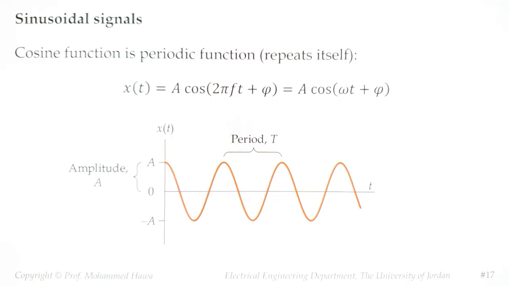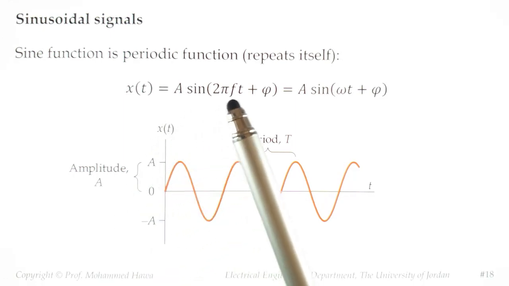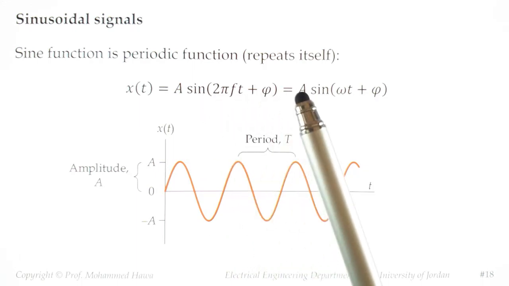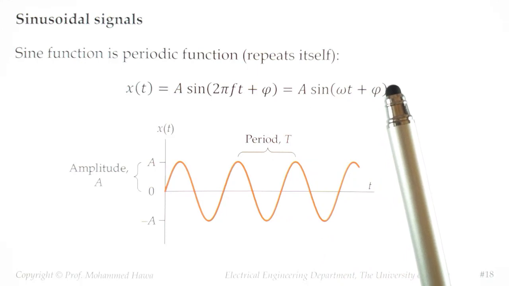Before we discuss those parameters, let's look at the sine. Here is the sine function, which is also periodic. It repeats itself. This is the equation for the sine: A sine 2 pi f t plus phi. Similar equation, just sine. Or you could say A sine omega t plus phi. Again, three parameters that describe the sine.